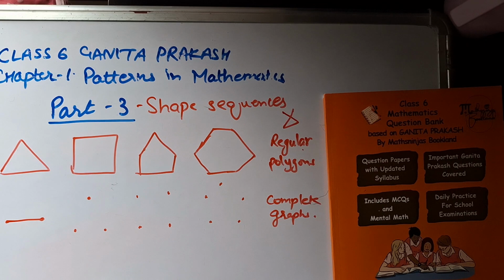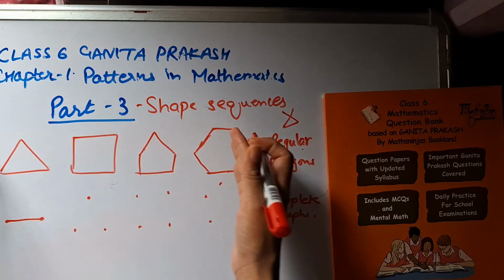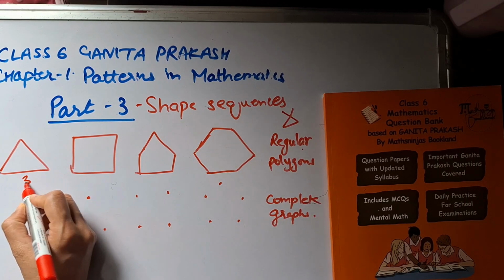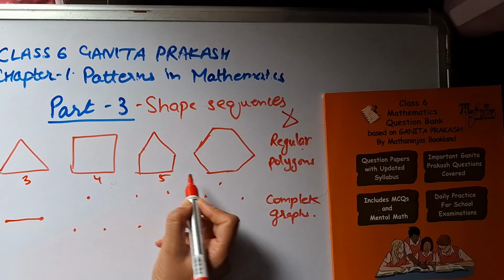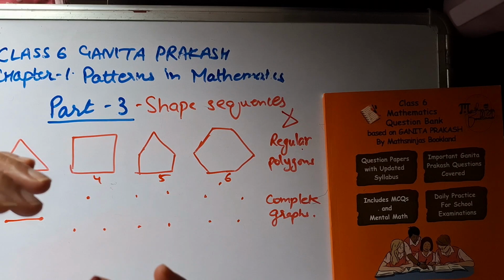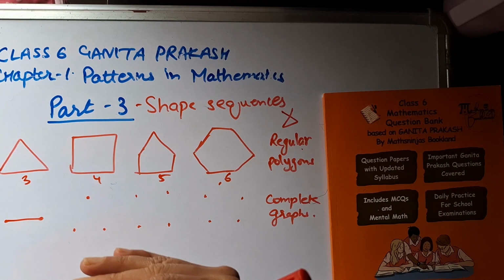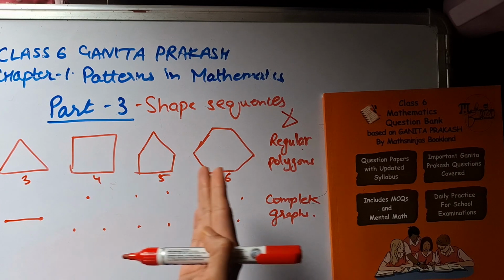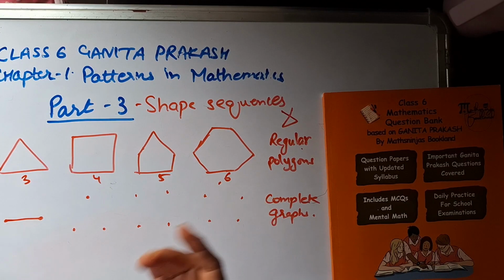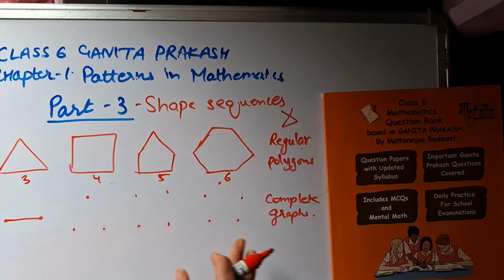Next we have complete graph. Complete graphs are made of 3, 4, 5 line segments, they are made up of 6 line segments. What kind of number sequence can you relate them to? Now you have complete graph. How do you make complete graphs?